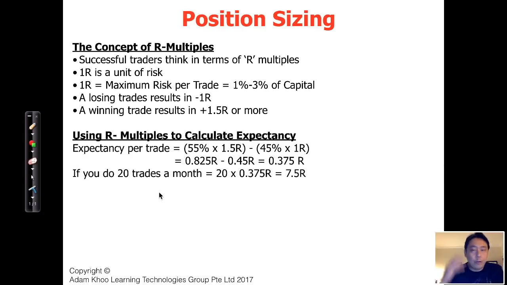Okay, so again, if you do 20 trades a month on average. Now I do anywhere from 20 to about 40 trades a month for currencies, right? Trading on the 50-minute candles. So that's 7.5R a month.